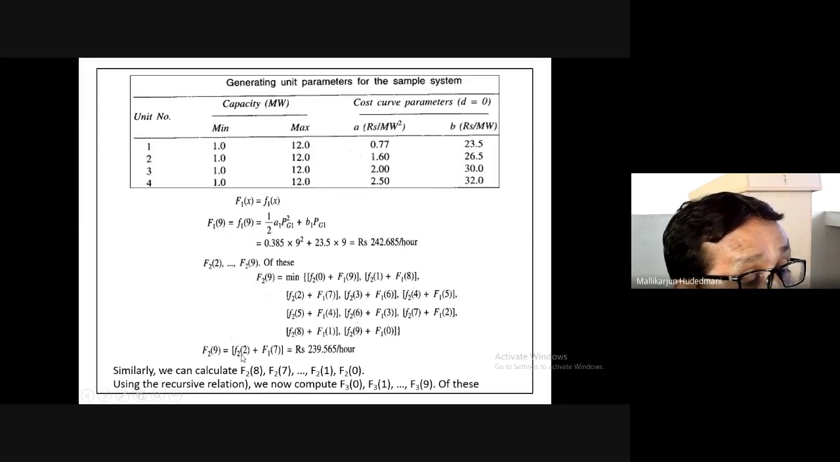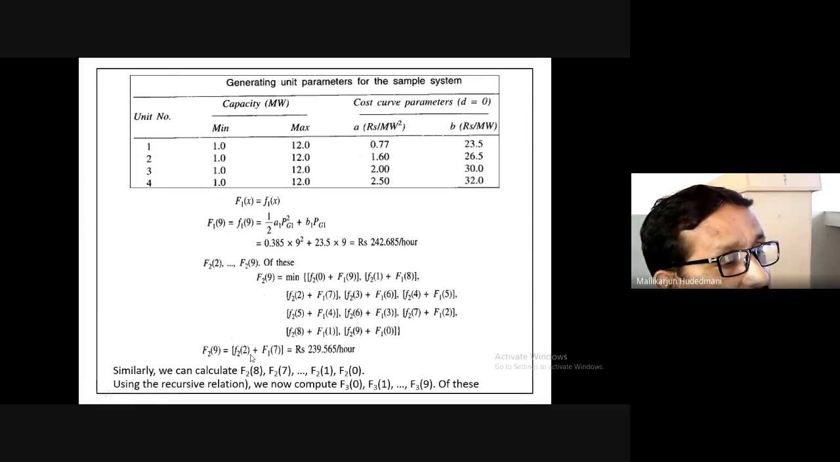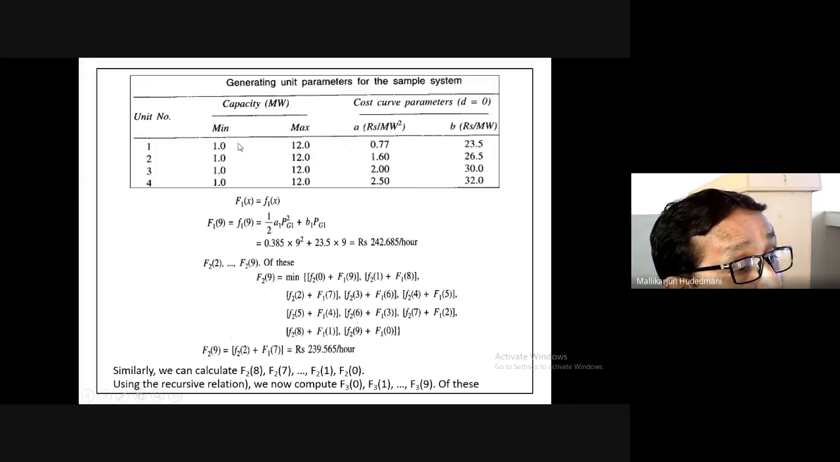F2 of 9 is best from these calculations, as machine 2 can develop 2 megawatt and machine 1 can develop 7 megawatt. Together 7 and 2 give you 9 megawatt, which is 239.56 rupees per hour. This is the cheapest combination using machine 1 and machine 2 for a load of 9 megawatt sharing among them. You may ask me, if I would have used machine 1 only, or machine 2 only, will it be cheaper or costlier? Yes. If you want to take a decision with 1 alone, you would get a comparative cost of machine 1 with machine 2, whichever is cheaper. That is your best choice.